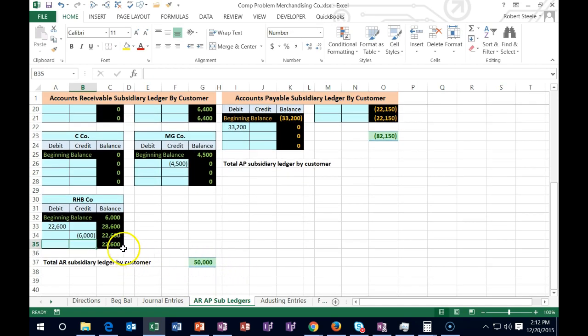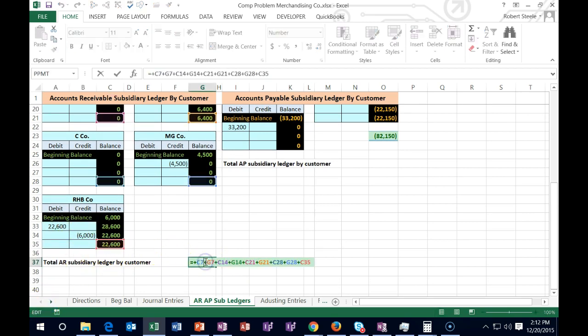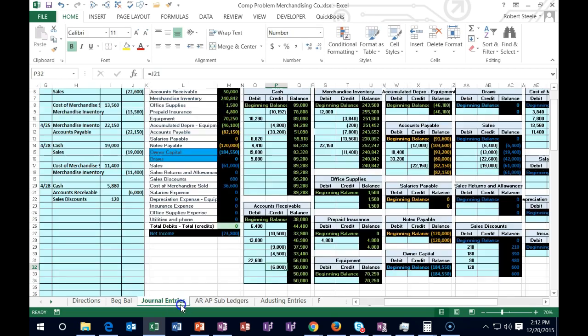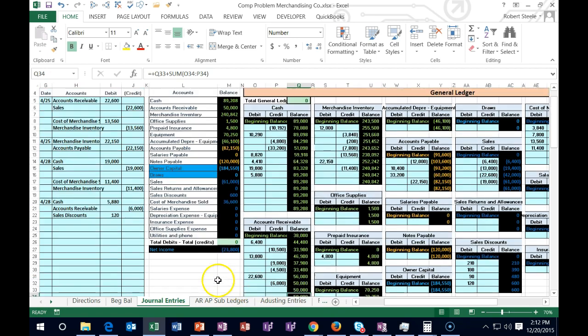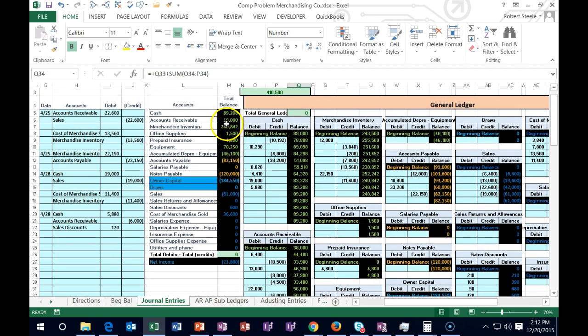And now they owe us the 22.6, which ties out to this 22.6. Everybody that owes us 50,000 now. That includes all of our customers. That should tie out to the general ledger over here as it does, and it should tie out as well to the trial balance up here. All right, moving down to the next transaction.